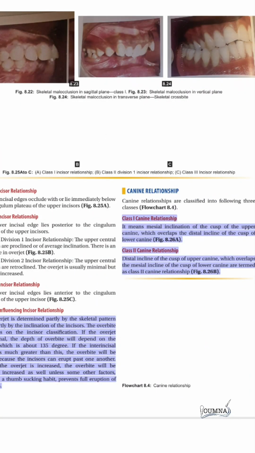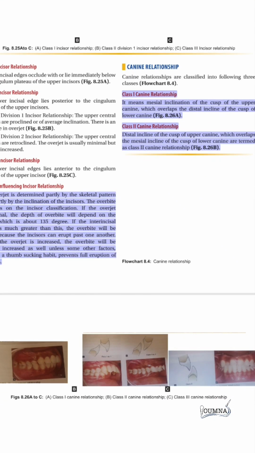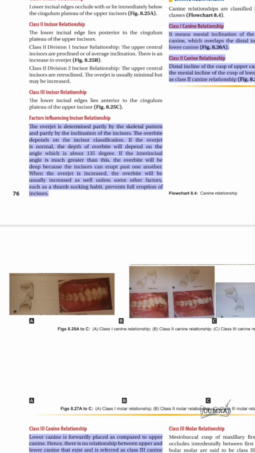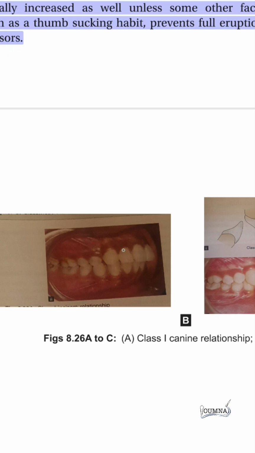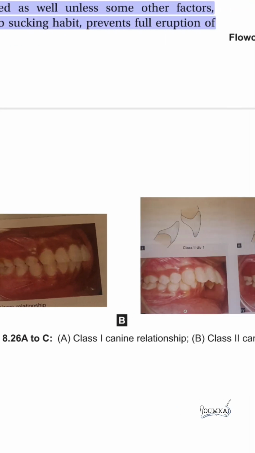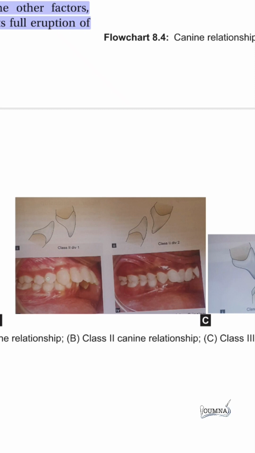As we know, canines have a guiding property, so there are 3 classifications of their relationship. In class 1, the maxillary canine occludes between the mandibular canine and the first premolar. So this is class 1. In class 2, when the maxillary canine protrudes, it becomes positioned more medially.